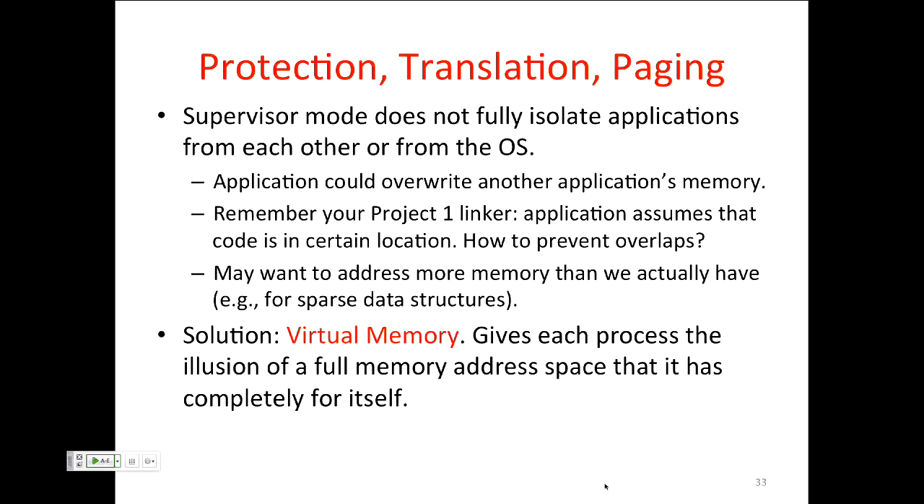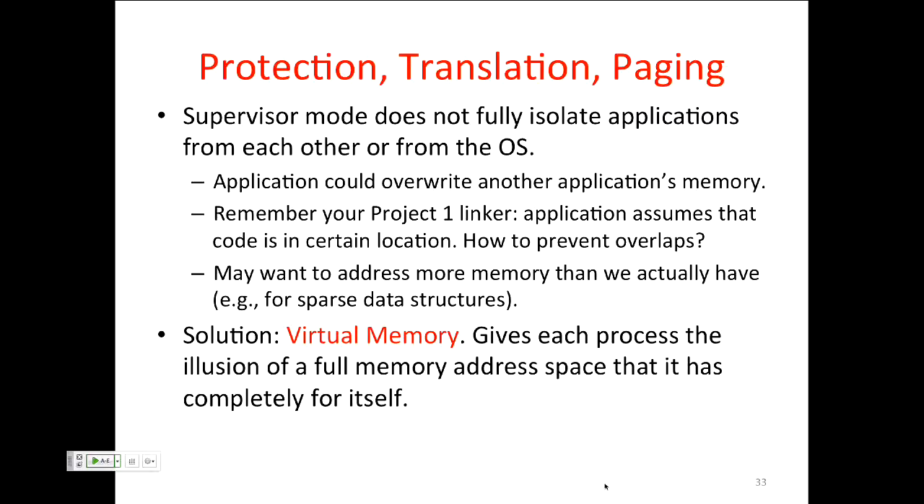But you also have this problem that for different applications, you need to decide where to put, for example, your code or your data in memory. When you wrote your linker for Project 1, you remember that the linker decided that each code section, for example, goes into a certain fixed address in memory. But the problem is if you load multiple programs that want their code to be at the same address in memory, you can't do that if you don't have some kind of mechanism to isolate, to basically give each application its own view of the memory.